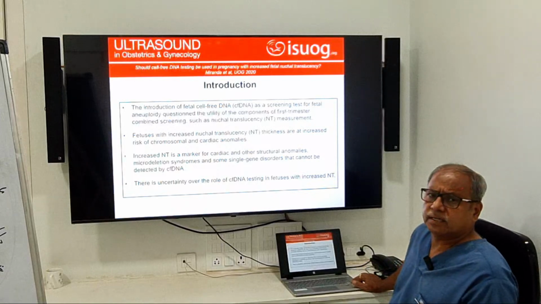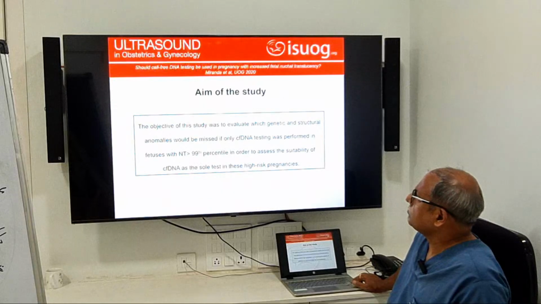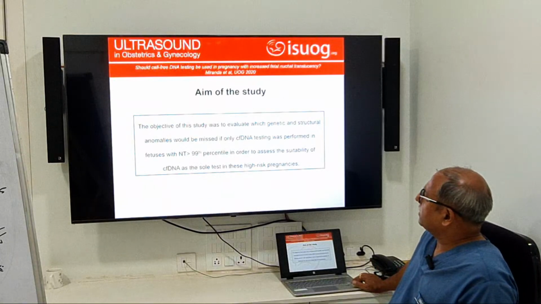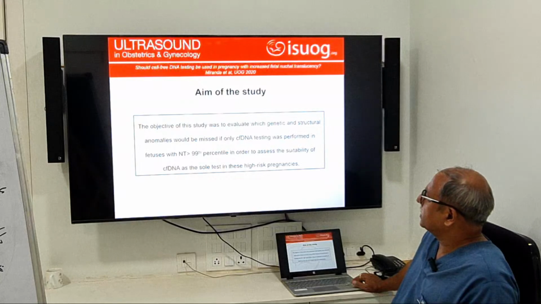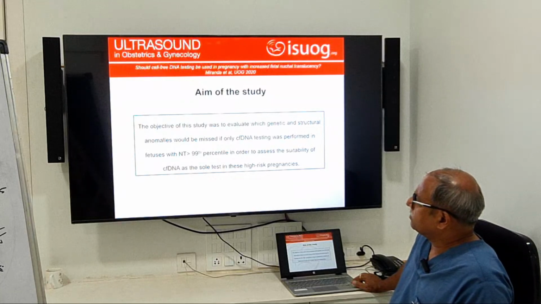This is the introductory part about this paper. The aim, the objective of the study, was to evaluate which genetic and structural anomalies would be missed if only cell-free DNA testing was performed in fetuses with nuchal translucency above the 99th percentile.